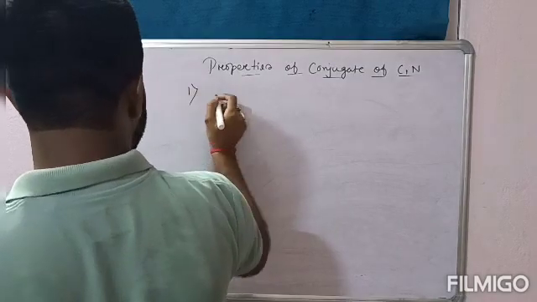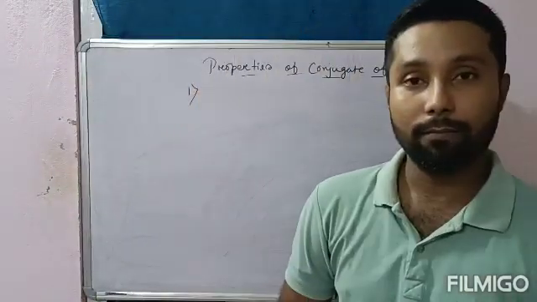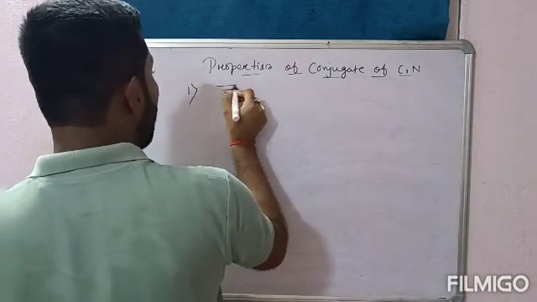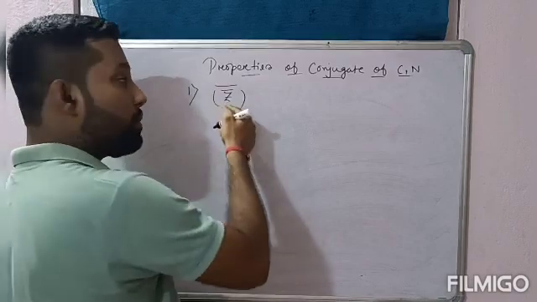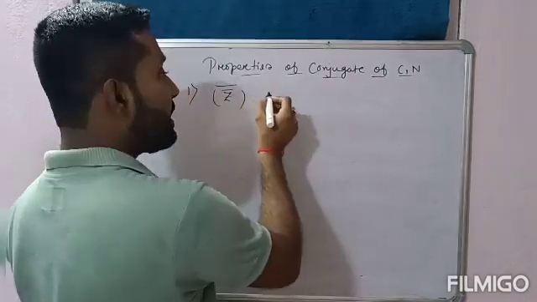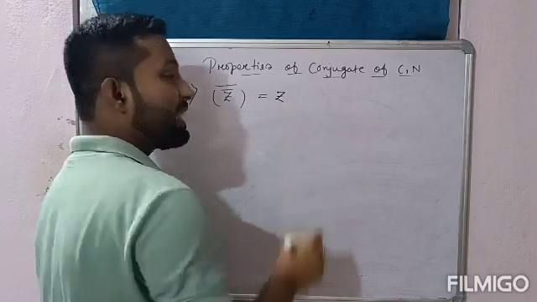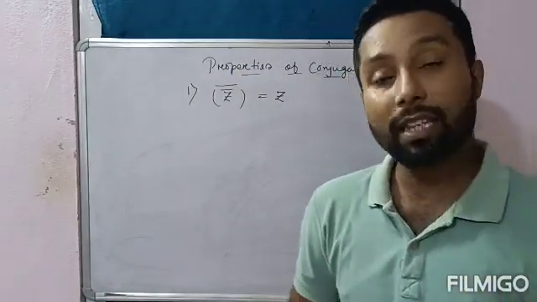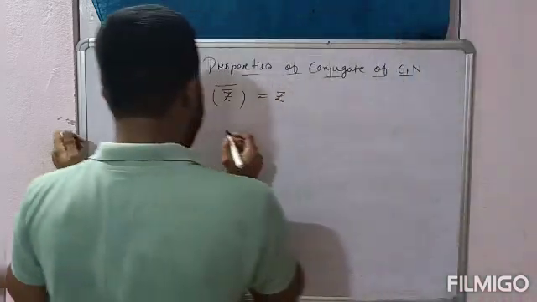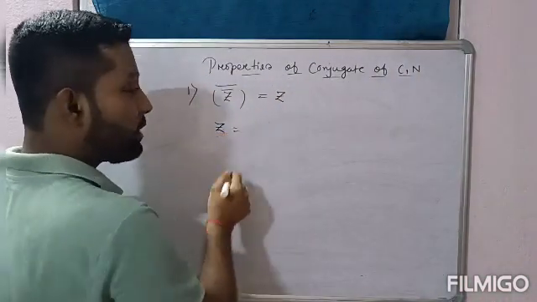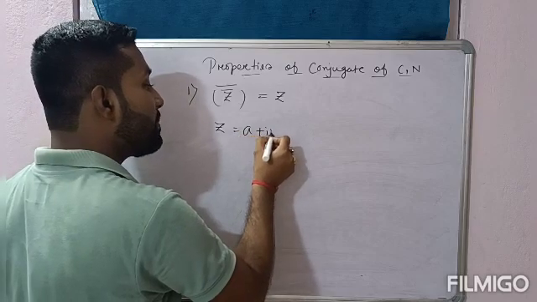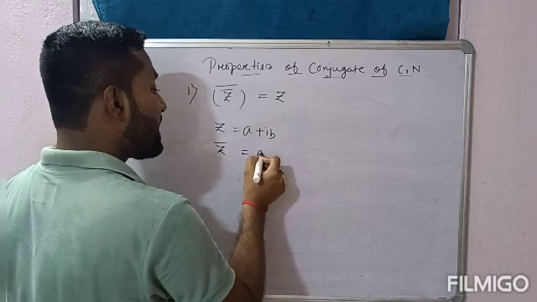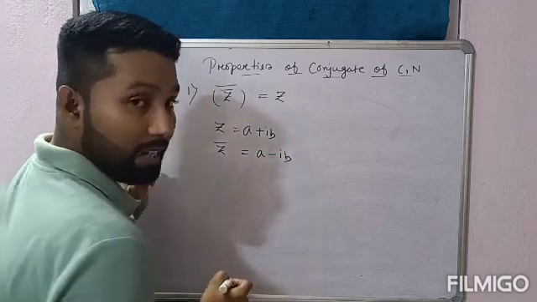The number one, if z is any complex number, then z bar whole bar, that means conjugate of any complex number is equal to the given complex number only. Z bar whole bar is equal to the given complex number. Let us take one example. Example क्या, जो proof है वो दिखा रहा हूँ. Say z equal to a plus ib. Then what will be the value of z bar? It will be a minus ib only.